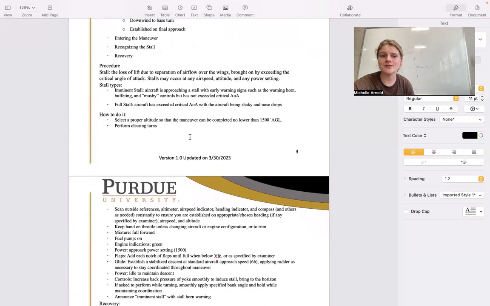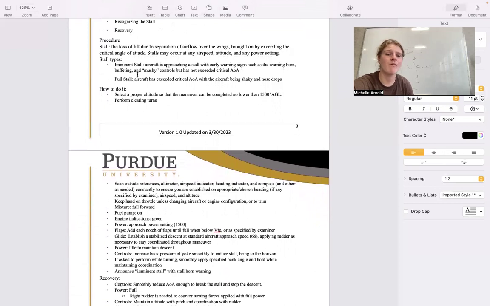So the procedure for practicing the stall. We'll just go over the definition again. The loss of lift due to the separation of airflow over the wings brought by exceeding the critical angle of attack. Stalls may occur at any airspeed, attitude, and any power setting. So just because you've got full power doesn't necessarily mean that you can't stall. And just because you're in straight and level flight also does not mean you can't stall.